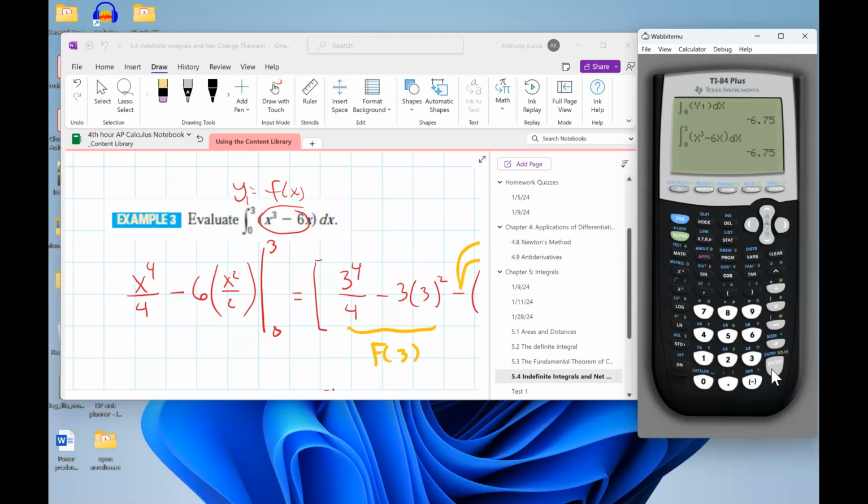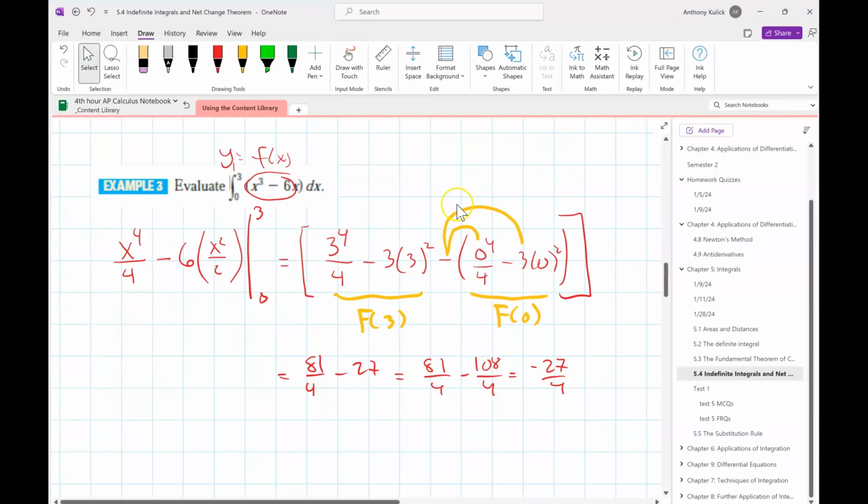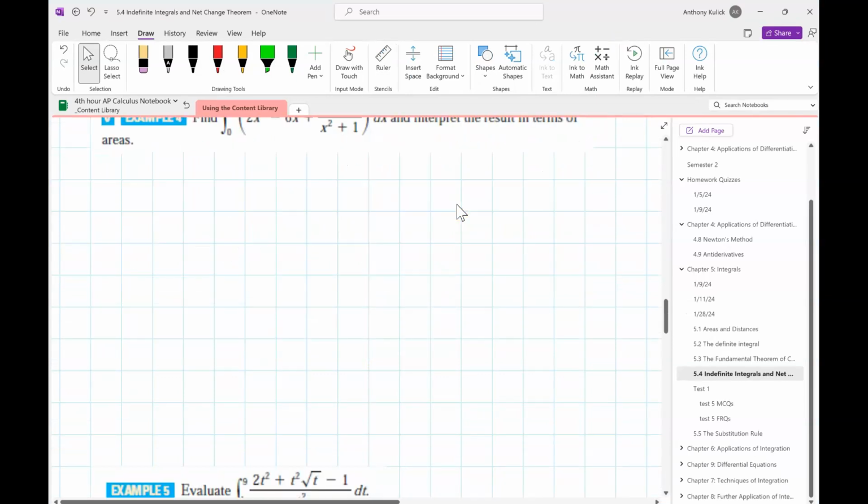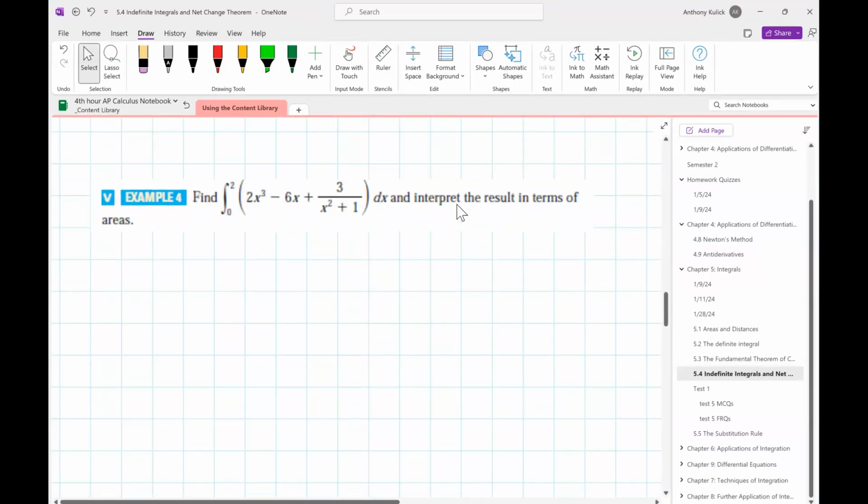Which is wonderful, right? Isn't that lovely? It's like free points. You have to remember that you can do it. All right. Try this one. Yeah, 0 to 2. Do it in your calculator if you want.